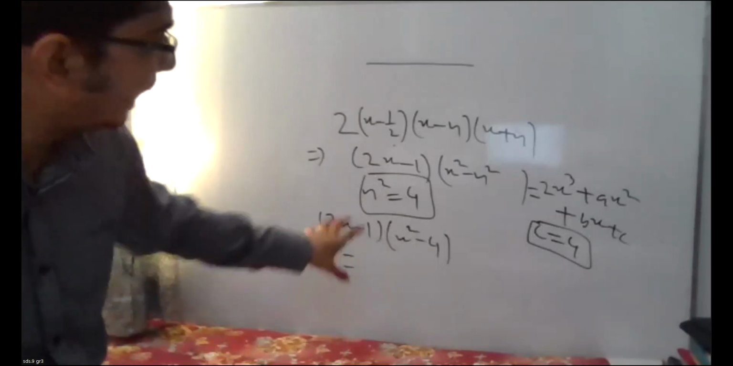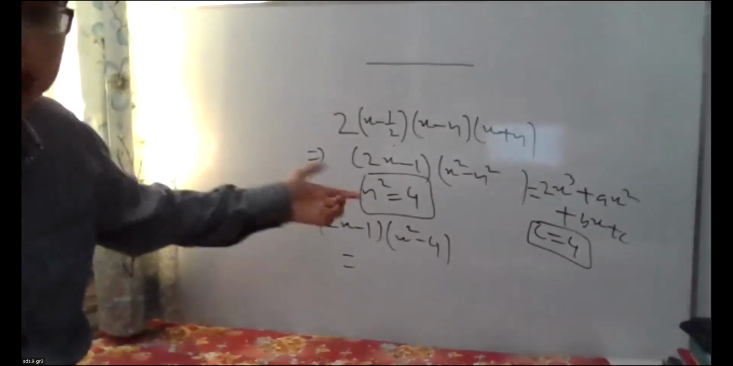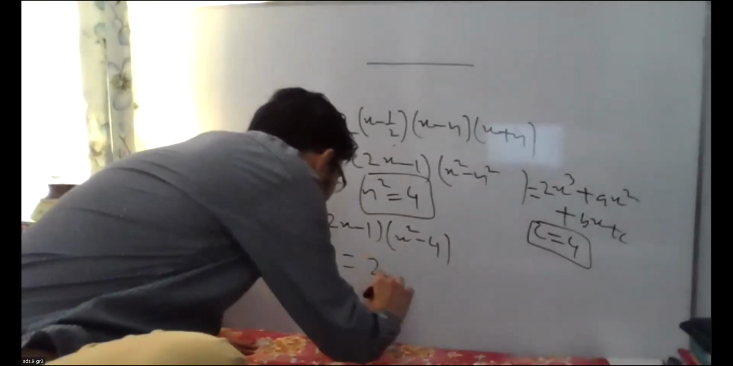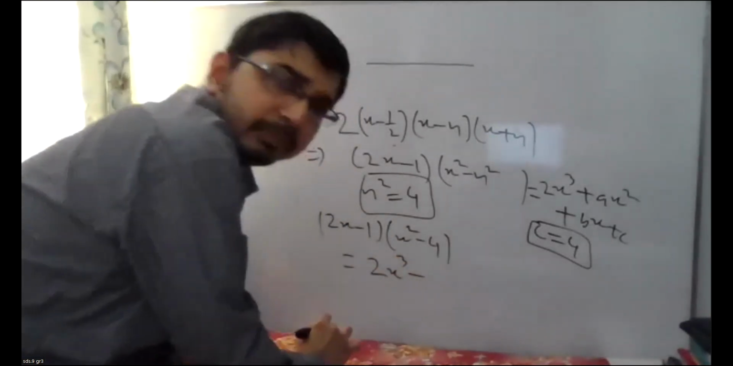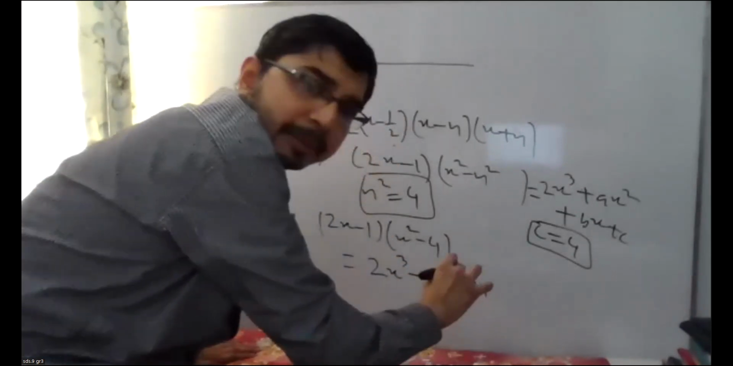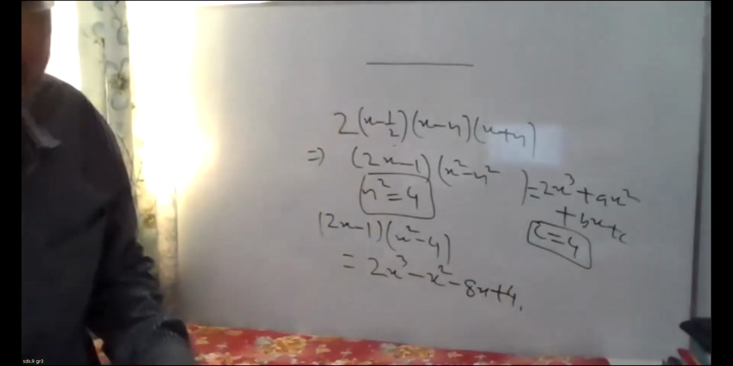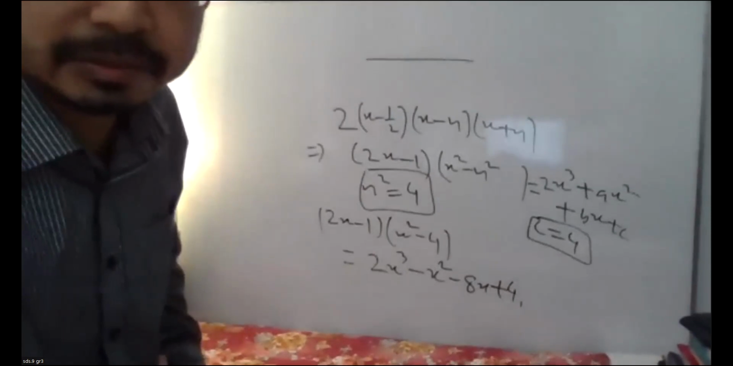Yes, sir. Now the answer is just the expansion of this. What they're looking for, if I just expand, is a simple algebraic expression. Minus 1 and minus 8. Minus x squared minus 8x plus 4. So 2x cubed minus x squared minus 8x plus 4.